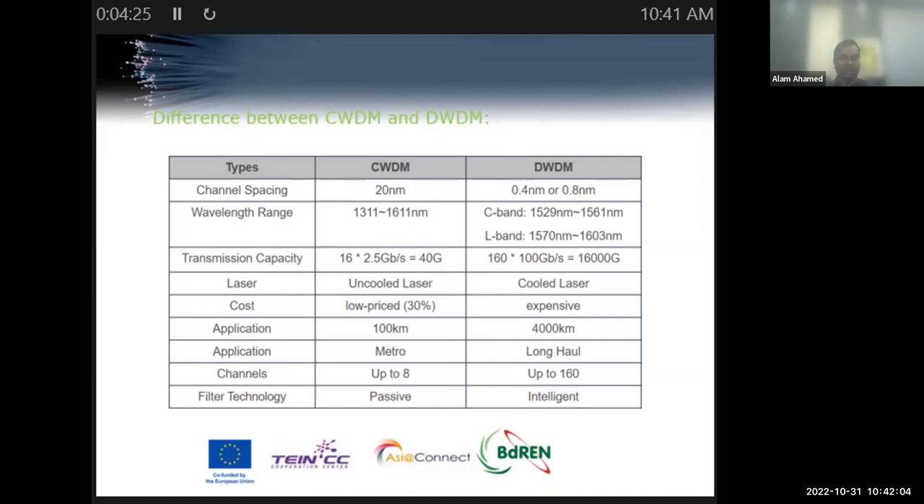Transmission capacity: CWDM can transmit a maximum of 40G and DWDM transmission capacity is 16,000G or above. Laser: uncolored laser, colored laser. Cost: CWDM cost is low, DWDM cost is expensive. Applicable distance: 100 kilometers, 4,000 kilometers. Application: metro and long haul transmission. CWDM is for the metro network and DWDM is for long haul transmission. Channels: the maximum channels used in CWDM is 8 and in DWDM is 160. Filter technology: passive, intelligent.